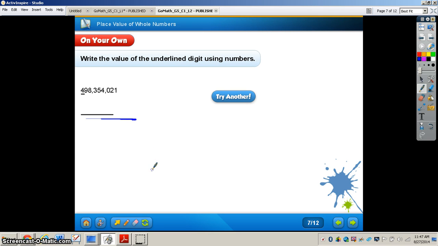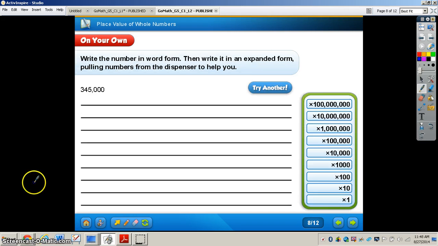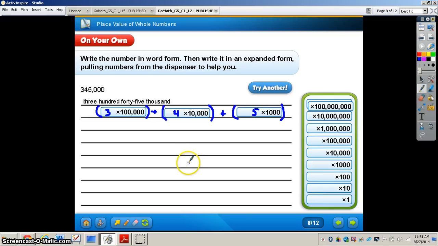I want you to work through this problem. Pause the video now. So you can see that nice little sweet innocent 4 is actually 400 million. So I want you to complete this problem all by yourself. You're going to need to write the numbers in word form, then write it in expanded form, and do this right in your Go Math book on page 11. So pause the video now. Okay, here's the answer in both word form and expanded form.